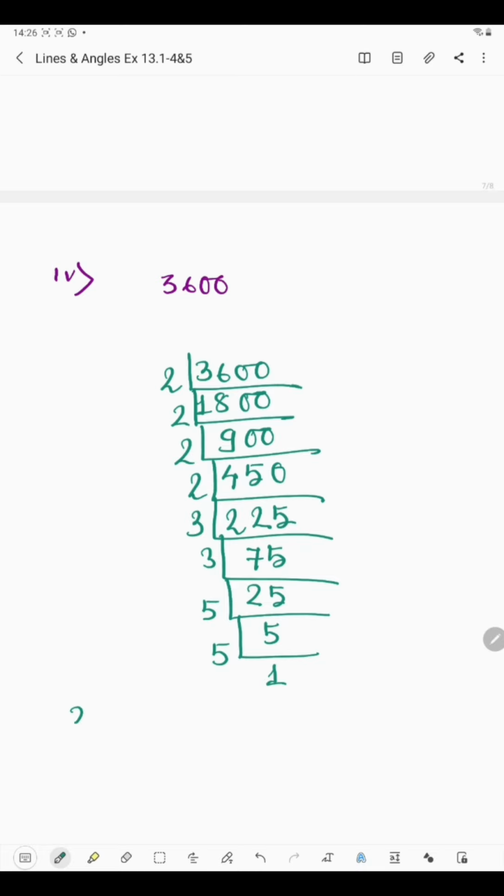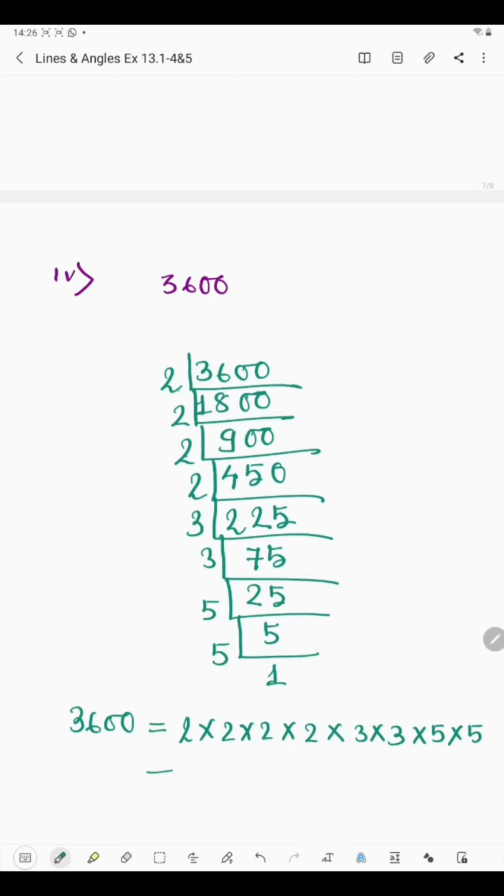So what are the prime factors of 3600? See, 2 appeared 1, 2, 3, 4 times, 3 appeared 2 times, and 5 appeared 2 times. So 2 into 2 into 2 into 2 into 3 into 3 into 5 into 5.